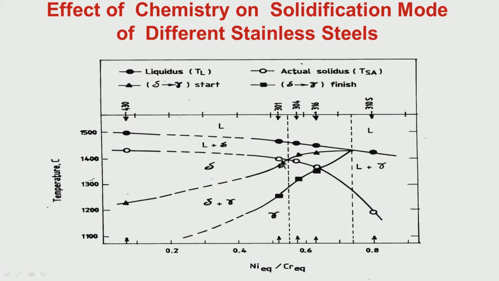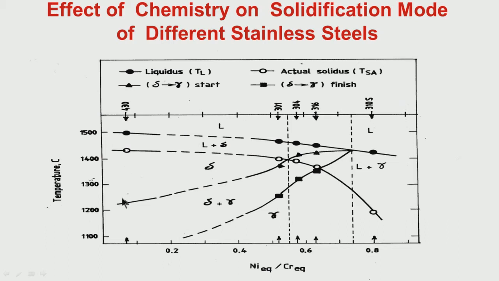For 301, solidification is complete, no gamma formation has started; only just below the solidification do we have the delta to gamma transformation, a solid state transformation. 430 is a totally ferritic grade: liquid to delta, only delta. Solidification is complete here.